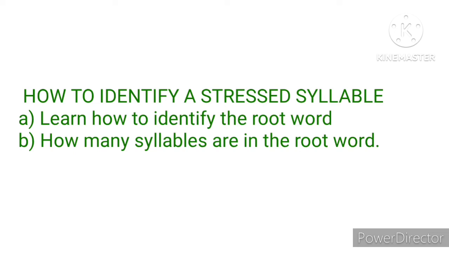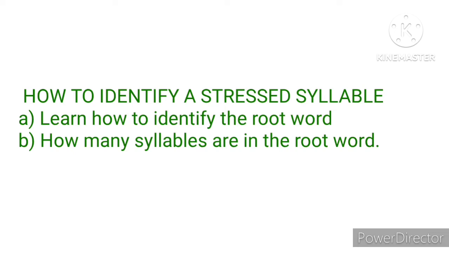After you've identified the root word, the next thing you should do is to check how many syllables the root word has. For example, the word understand has 3 syllables. Comfort has 2 syllables. Nation has 2 syllables. Now, let's see how to identify the stress level in a bisyllabic word, that is, a word with 2 syllables.